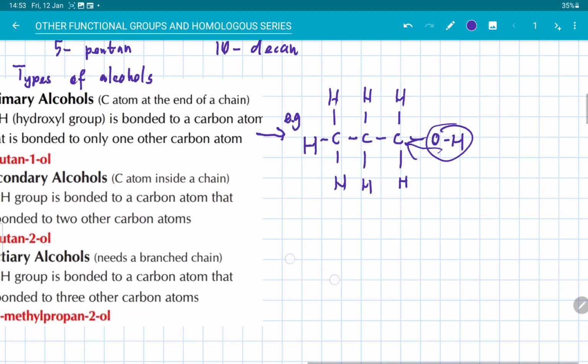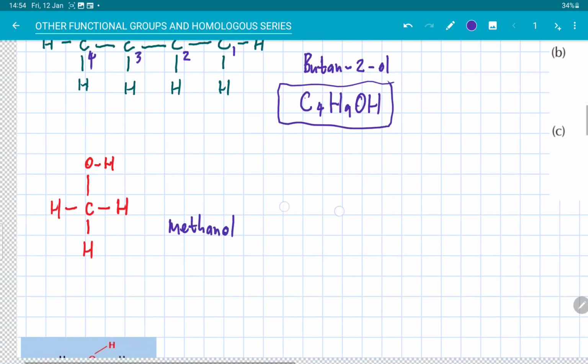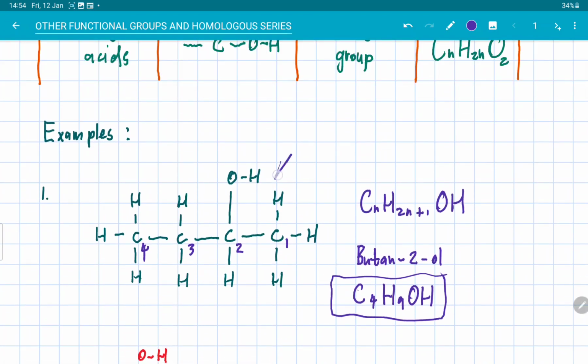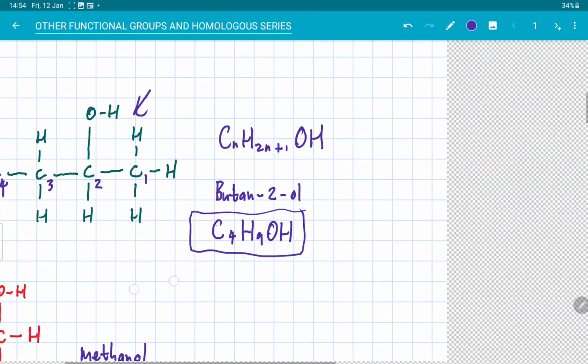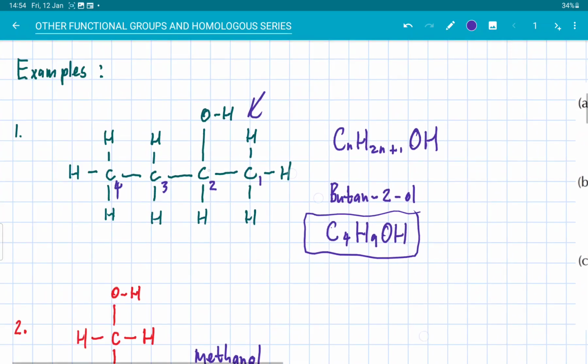And then let's do a secondary alcohol. OH is bonded to a carbon atom that is bonded to two other carbon atoms. So an example of a secondary alcohol is butan-2-ol. Why? Because the OH is attached to a secondary carbon. In other words, it is attached to a carbon that is attached to two other carbon atoms. That's what that means.